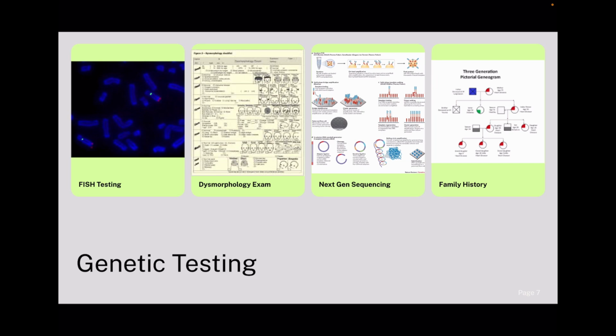On our next slide, these are photos that help describe what the testing involves. So there's the FISH test, and the dysmorphology exam, like I said, that is kind of like a checklist that they can mark off to see how many defects the patient has. And then also the next generation sequencing, and then the family history.